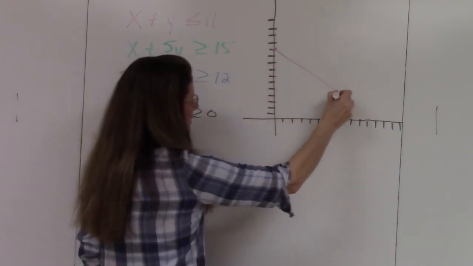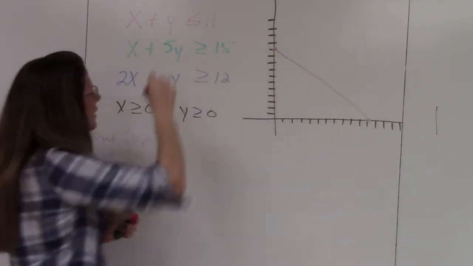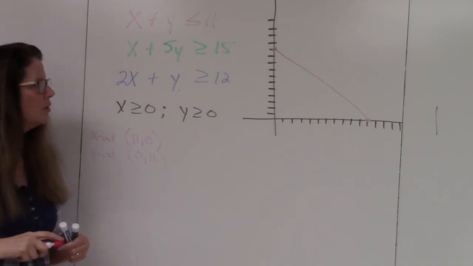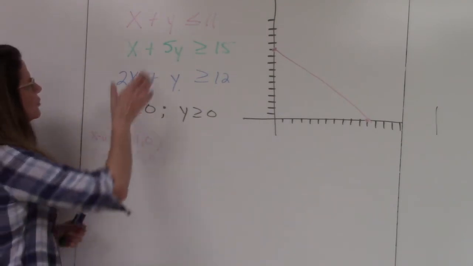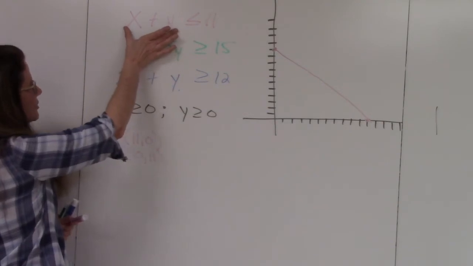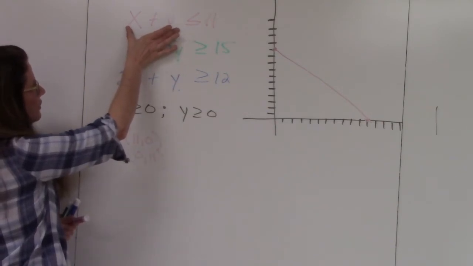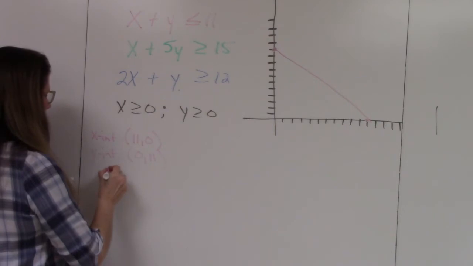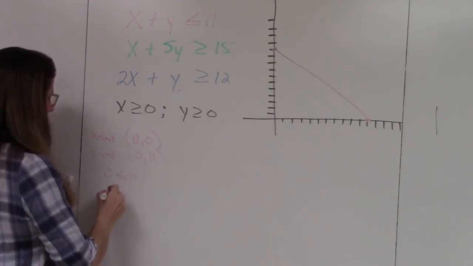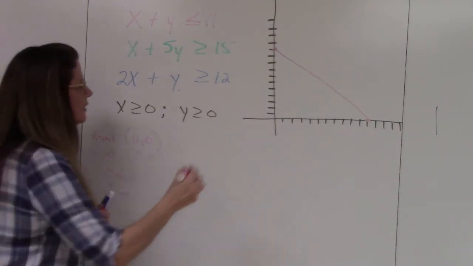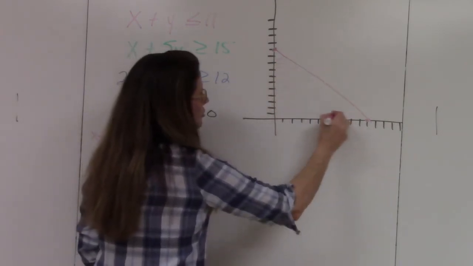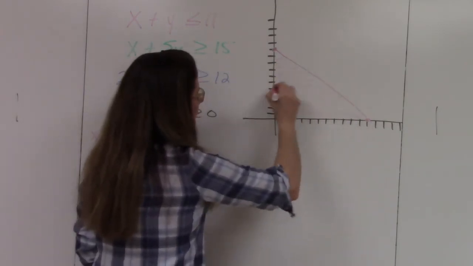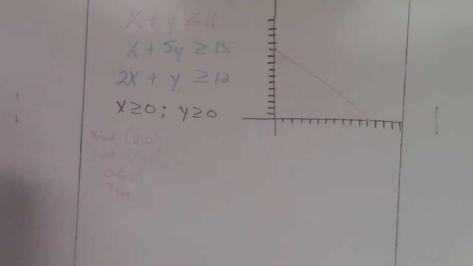It is less than or equal to, so I know I'm going to do a solid line. And now I have to use my test point. So the test point, again, is 0, 0. Zeros go in here. So I have 0 is less than or equal to 11. That is a true statement. So I'm going to shade where the 0, 0 is. So I'm going to shade below the line. Okay, so now the pink one's done.